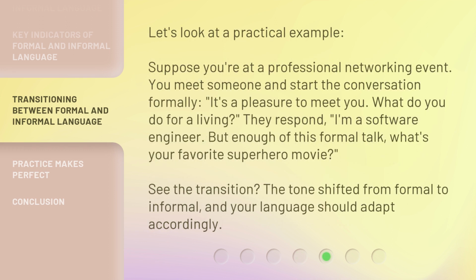Let's look at a practical example. Suppose you're at a professional networking event. You meet someone and start the conversation formally. "It's a pleasure to meet you. What do you do for a living?" They respond, "I'm a software engineer." But enough of this formal talk. What's your favorite superhero movie? See the transition? The tone shifted from formal to informal, and your language should adapt accordingly.